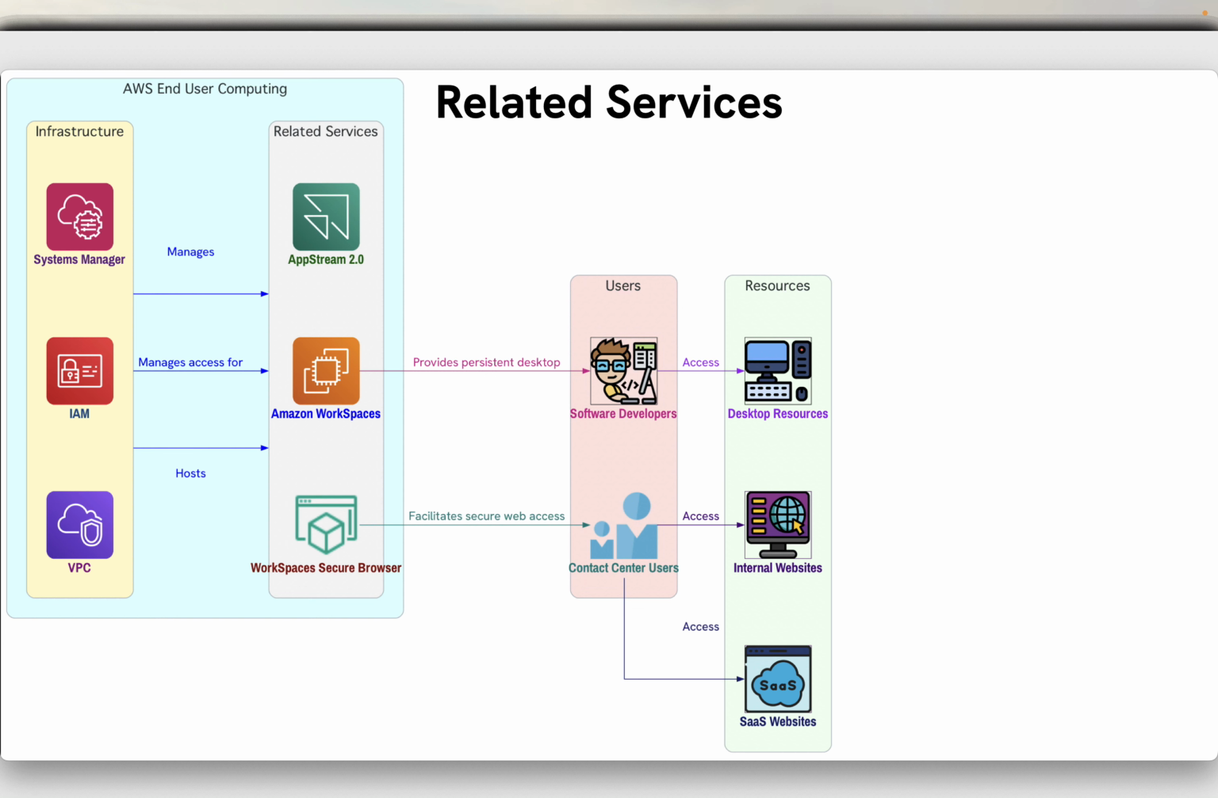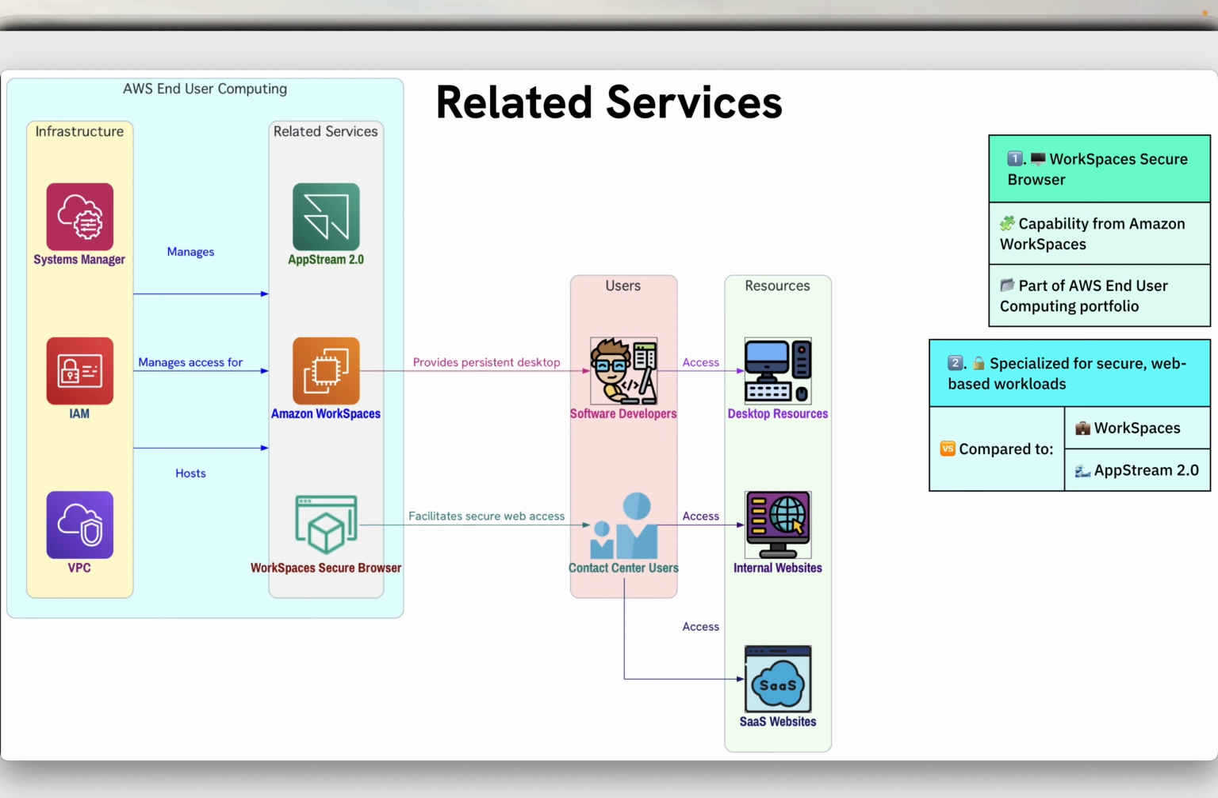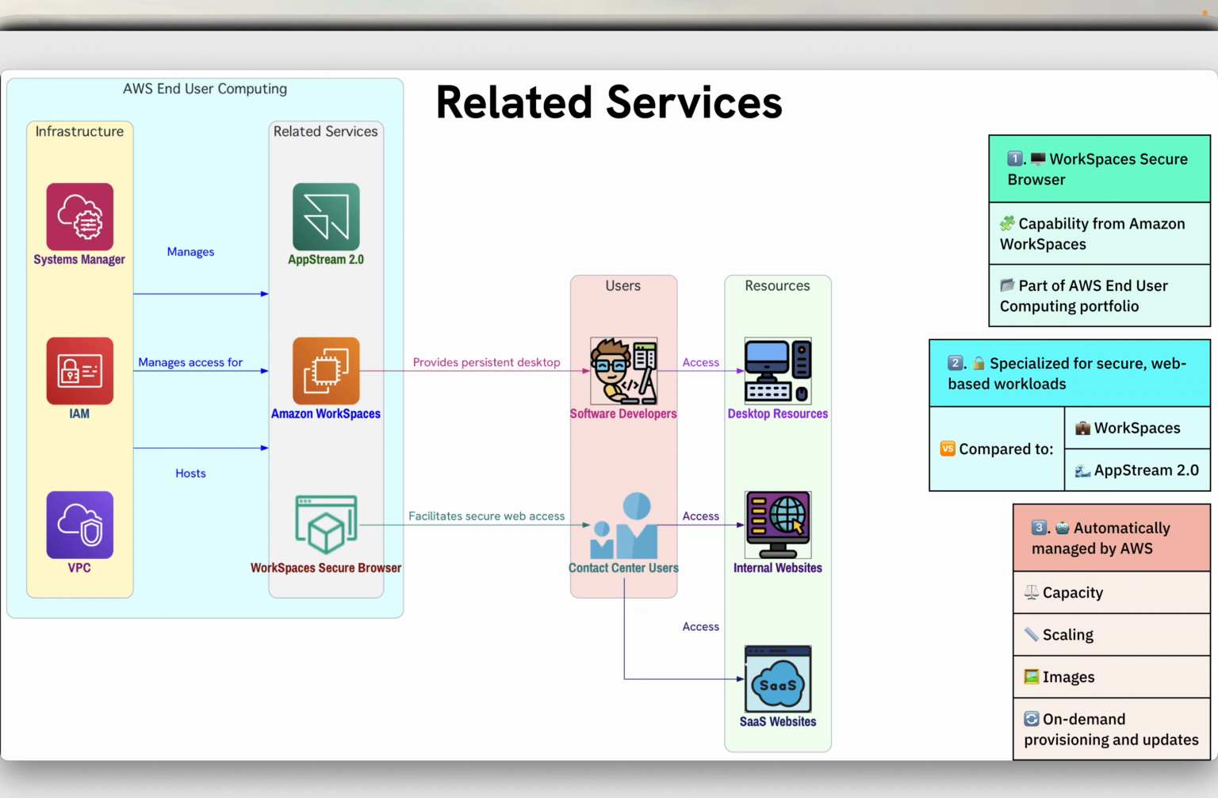Now some related services. WorkSpaces Secure Browser is a capability from Amazon WorkSpaces in the AWS end user computing portfolio. So this is a bit tied to Amazon WorkSpaces, and you can expose this via this also. Compared with WorkSpaces and AppStream 2.0, WorkSpaces Secure Browser is built specifically to facilitate secure web-based workloads. WorkSpaces Secure Browser is automatically managed with capacity, scaling, and image provisioned and updated on demand by AWS.